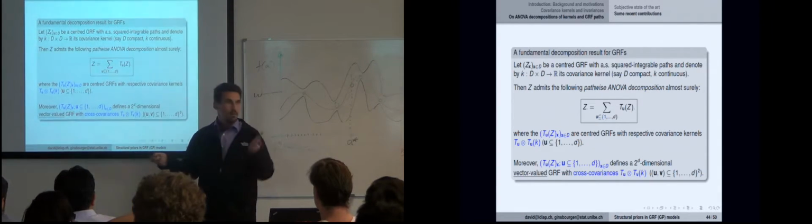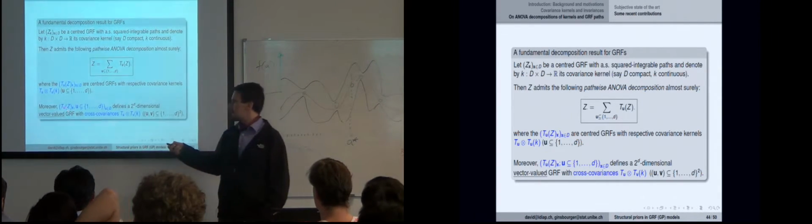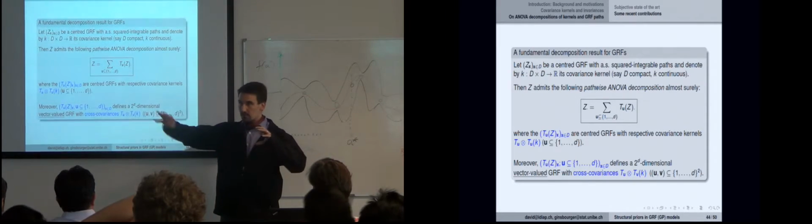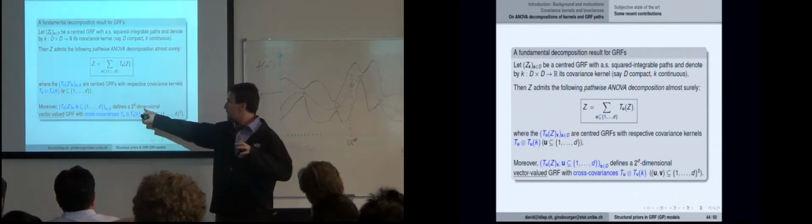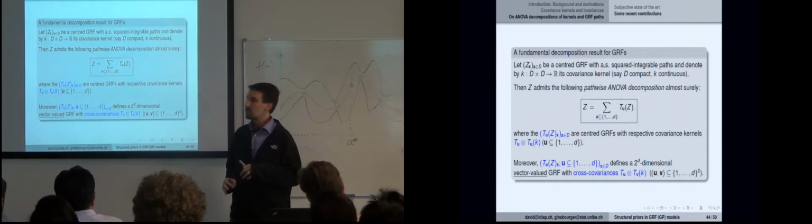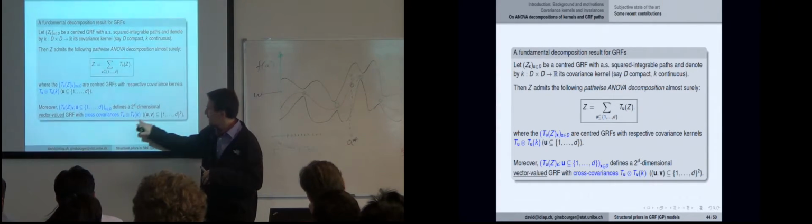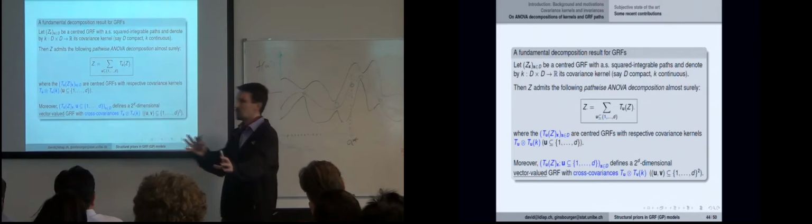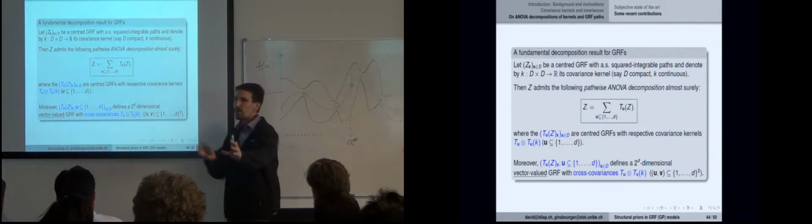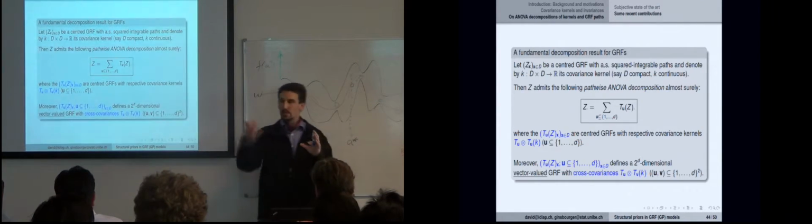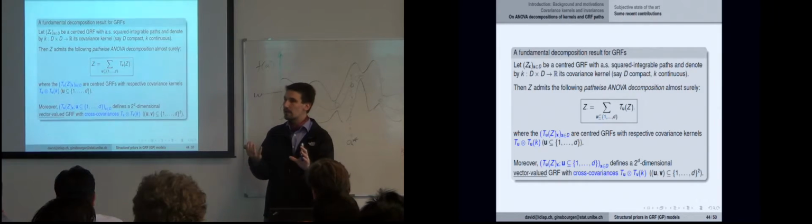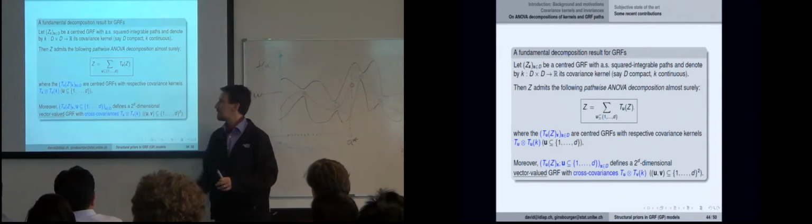Moreover, coming back to the multitask Gaussian process setting, if you consider all the terms of the decomposition at once, they define a 2 to the power d dimensional vector valued random field, and this is giving you the cross covariances. So the way the constant and the additive part vary, or the way the additive and the interaction part vary, are cross correlated, and the cross correlation is given by that.